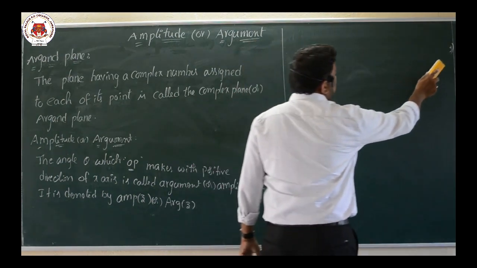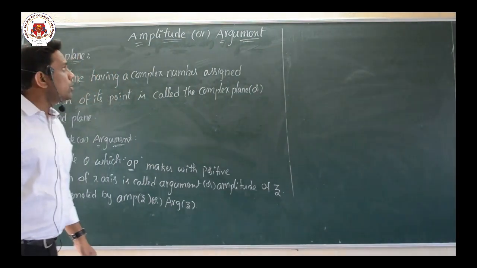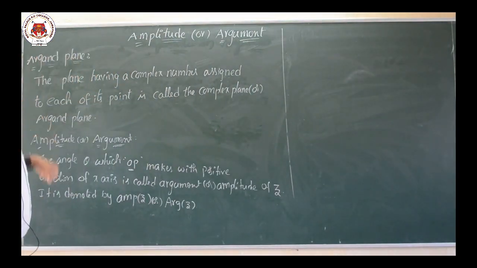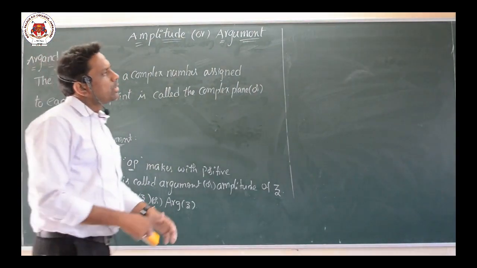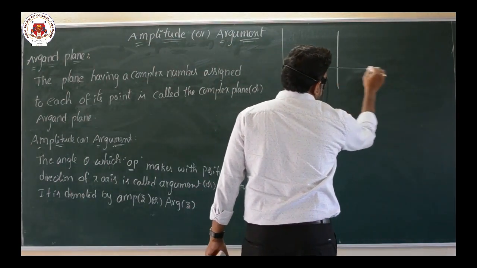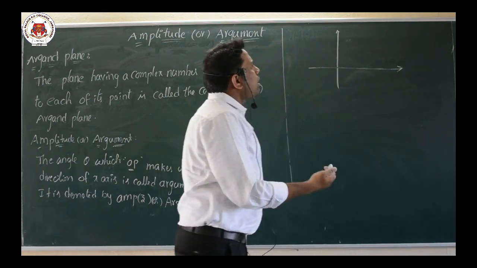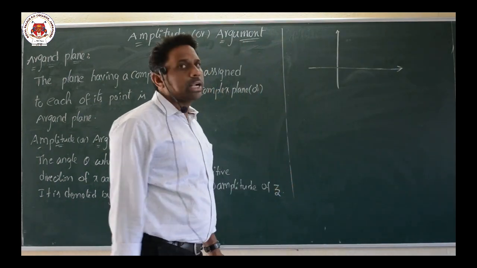This is for competitive exams also, JEE Mains and Advanced level and CET level also. So children, what is the amplitude and argument? Now again I am going to take a two-dimensional coordinate system. It is nothing but a plane only. This is called the complex plane, or what we can say, the Argand plane.